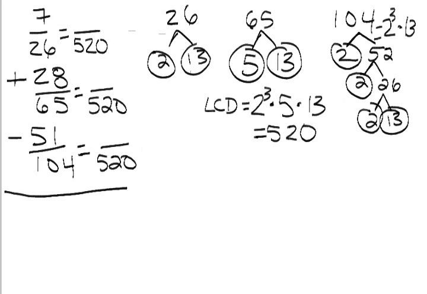So then we need to look and say, okay, 26 times what gives us 520? Well, we have to multiply by 20. So we're going to multiply by 20 over 20. 7 times 20 is 140.